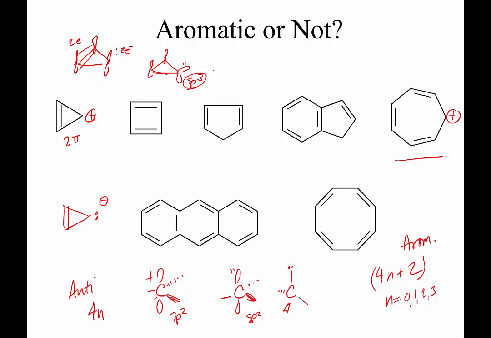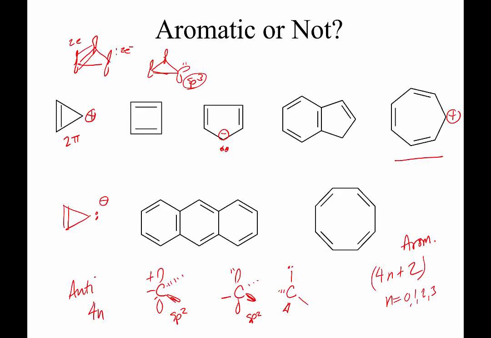What would be an example of something that would choose to be sp2 rather than sp3? It can't. This one's already forced there. Let's say I put a negative charge here. Let's say I take the cyclopentadiene. Cyclopentadiene by itself would not be aromatic because it's got the sp3 hybridized carbon. If I take away a proton and make it a negative charge, what happens to it?